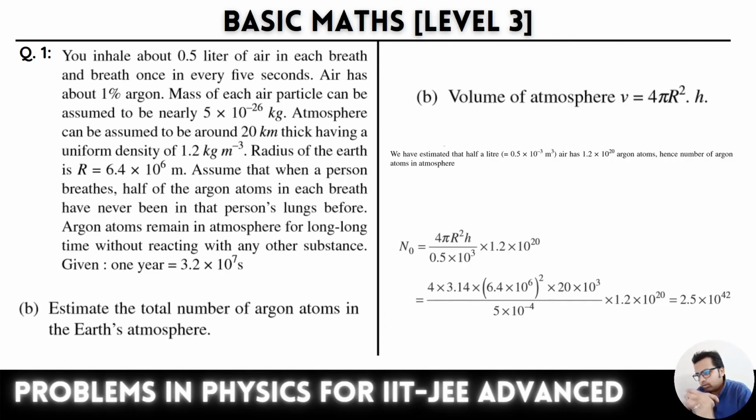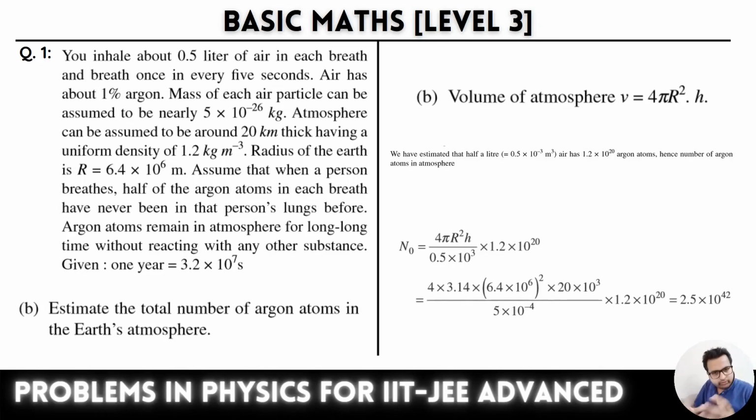So the number of argon atoms in 1 liter will be 1.2 into 10 to the power of 20 upon 0.5 into 10 to the power of minus 3. This is basically a unitary method which we have studied in class 9th. And if we have to calculate the number of argon atoms in volume 4 pi r square h, what we have to do is just multiply. So 1.2 into 10 to the power of 20 upon 0.5 into 10 to the power of minus 3, into 4 pi r square h. So I hope this is also clear.